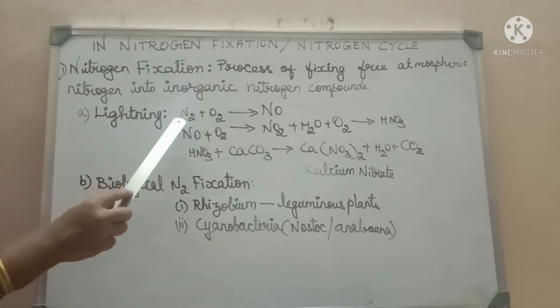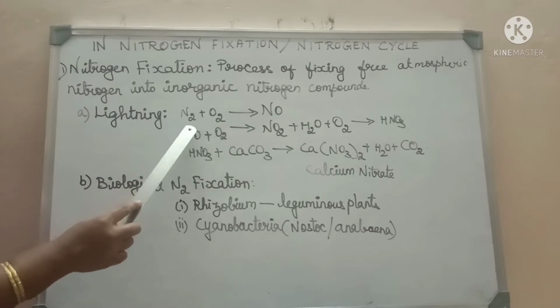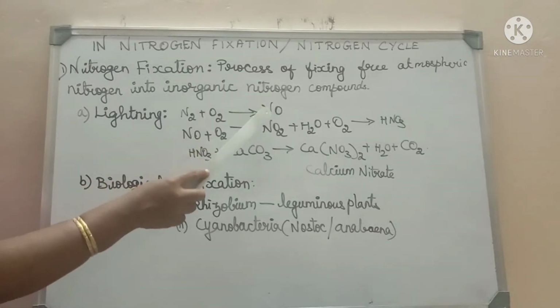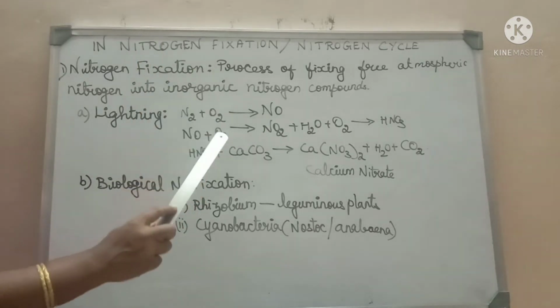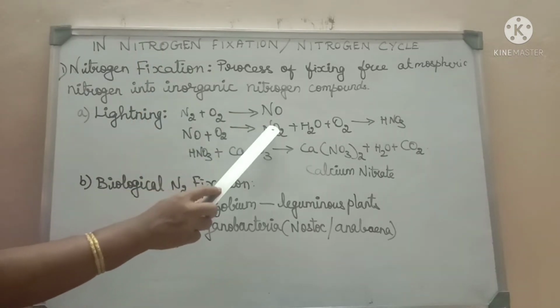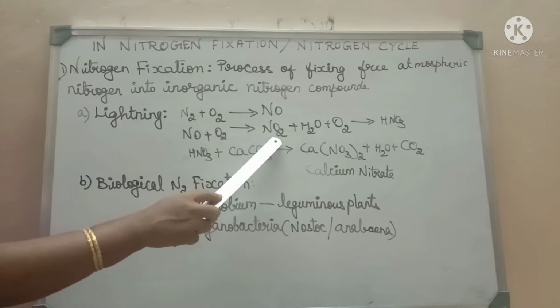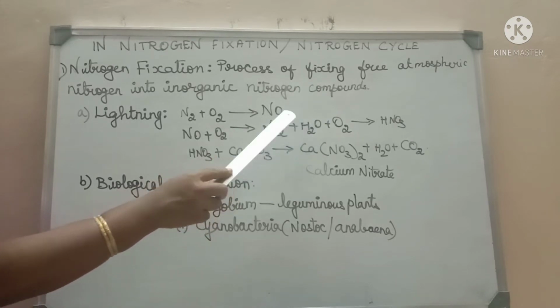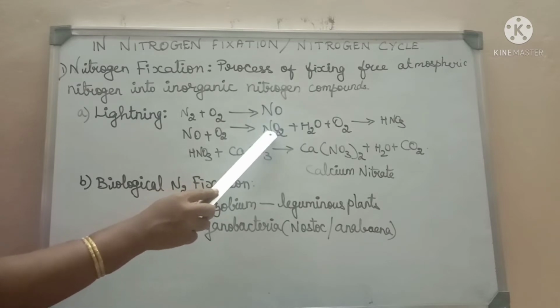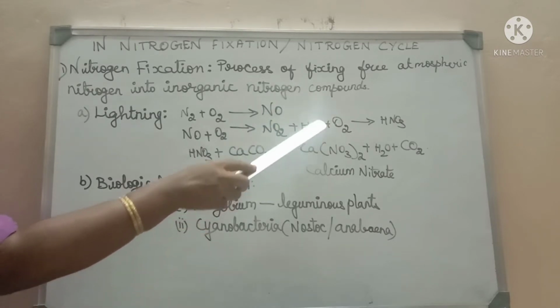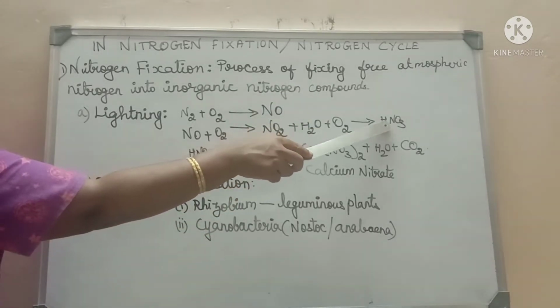Lightning, in the sense, you know that the atmosphere is a mixture of gases. So nitrogen and oxygen combine together to form nitric oxide. That nitric oxide again reacts with oxygen to form nitrogen dioxide. Already the atmosphere consists of water vapor. So again nitrogen dioxide combines with water and oxygen to form nitric acid.